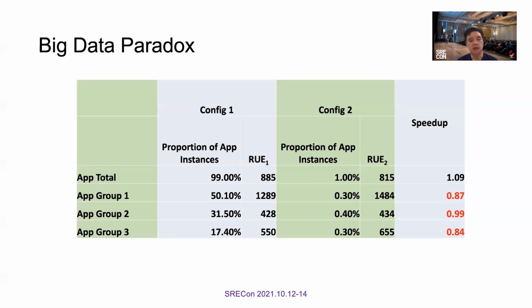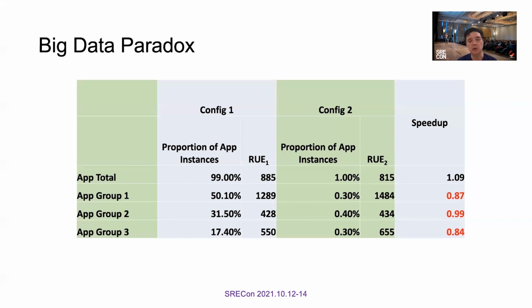Let's pick a second group. 31.5% of the instances are running in the group 2 scenario. The rule of that is 428 versus the new configuration of 434. The numbers are very similar, but it still reflects a speed up of just 0.99. That means the performance actually goes down.